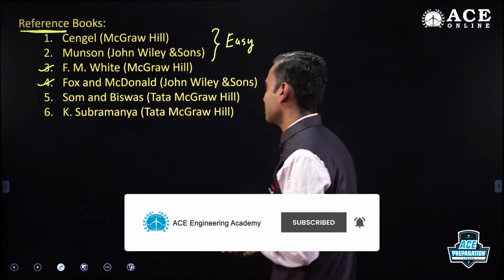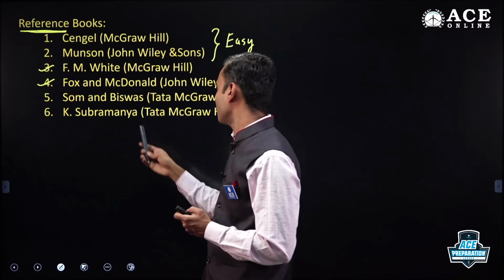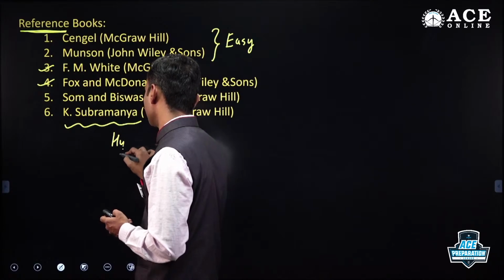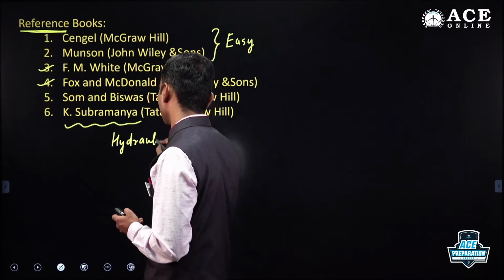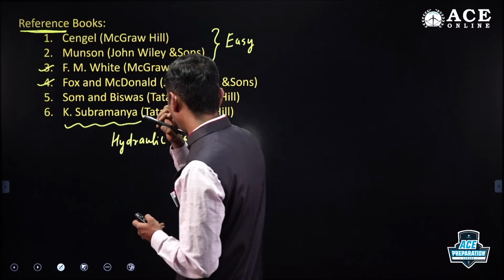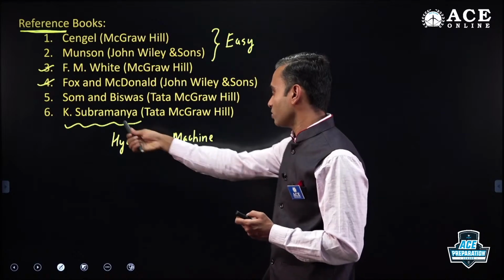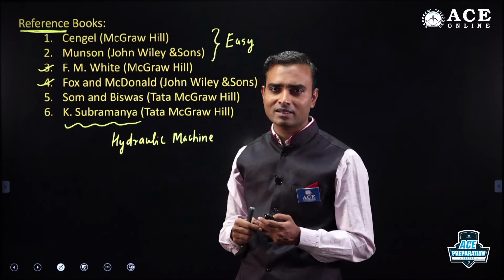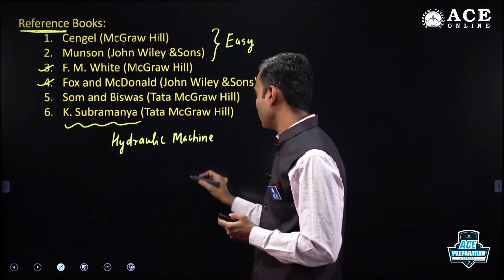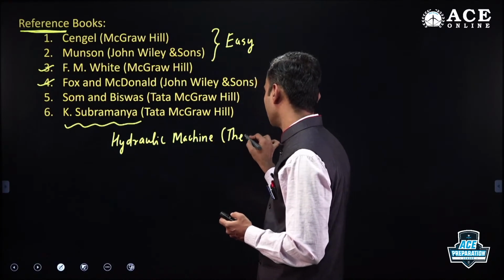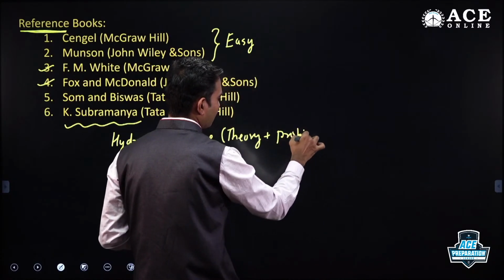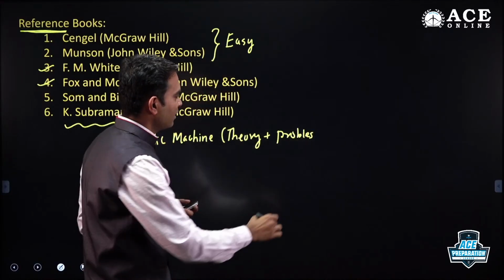From Indian author books, you can use Som and Biswas and K. Subramanya. K. Subramanya is especially recommended for hydraulic machines. By this author, there are two books. One is Fluid Mechanics, another is Hydraulic Machines. The Fluid Mechanics book has only theory, whereas the hydraulic machines book has theory plus problems.